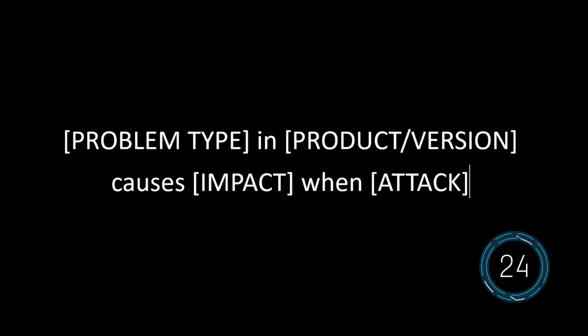That description includes the attack type using the vulnerability, its impact, the software components that are affected by it, and any attack vectors that can make use of the vulnerability. Typically, this looks like problem type, in, product, version, causes, impact, when, attack.